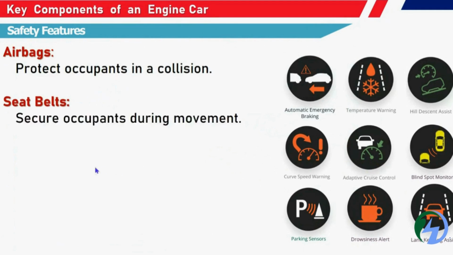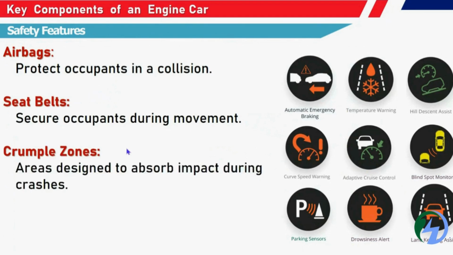Airbags protect the occupant in a collision. The seat belt secures the occupant during movement. Crumple zones are areas designed to absorb the impact during crashes, like towards the leg, the knee, or the face. So airbags are provided everywhere.